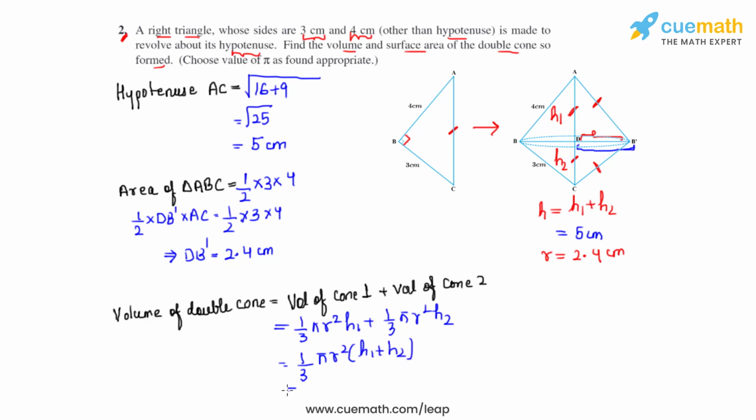So as we know all of these values, let's substitute them in. We substitute them in with 1/3 times 3.14, R square will be 2.4 the whole square and H1 plus H2 will be 5. So on calculation, we get the answer as 30.14 centimeter cube, and that is the volume of the double cone which is formed by revolving the right angle triangle ABC about its hypotenuse. Now we'll be going on to the next part of the question, wherein they have asked us to find the surface area of the double cone.